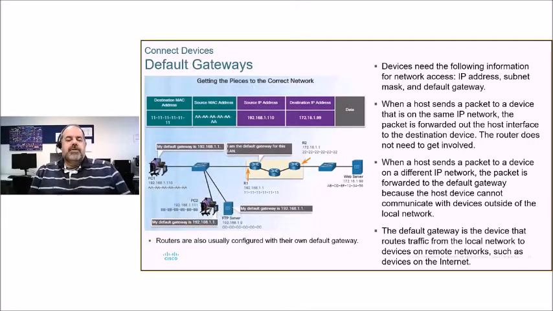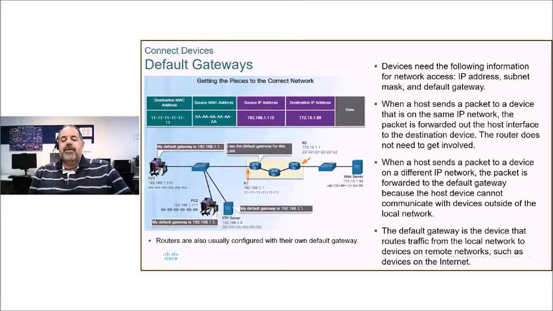Okay, so default gateways. Devices need the following information to be able to talk on an IP network: an IP address, its subnet mask, and the default gateway. When a host sends a packet to a device that is on the same IP network, the packet is forwarded out the host interface to the destination device. The router does not need to get involved. When a host sends a packet to a device on a different IP network, the packet is forwarded to the default gateway because the host device cannot communicate with devices on other networks.